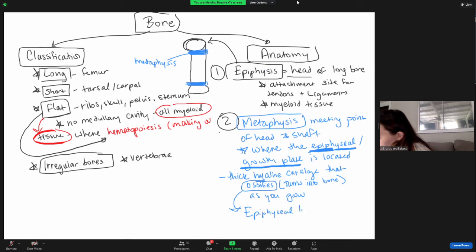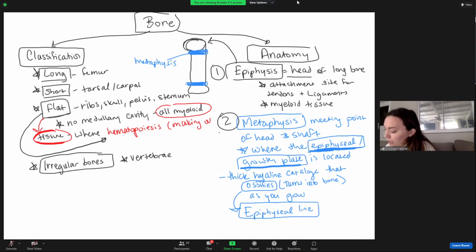So on the test, what is it called when you're growing up? It's called the epiphyseal plate or the growth plate. Good, epiphyseal plate or the growth plate. Epiphyseal line is what it changes its name to when you finish growing and it ossifies.